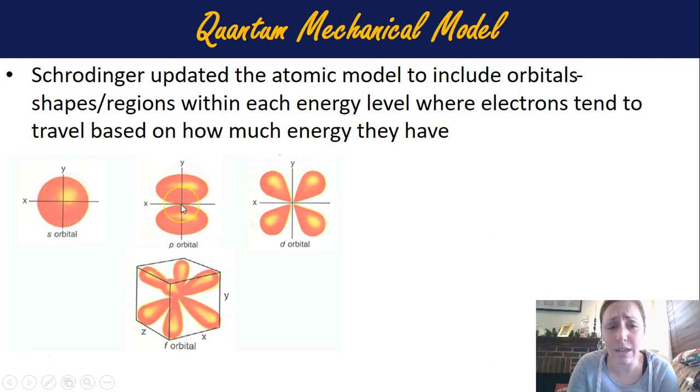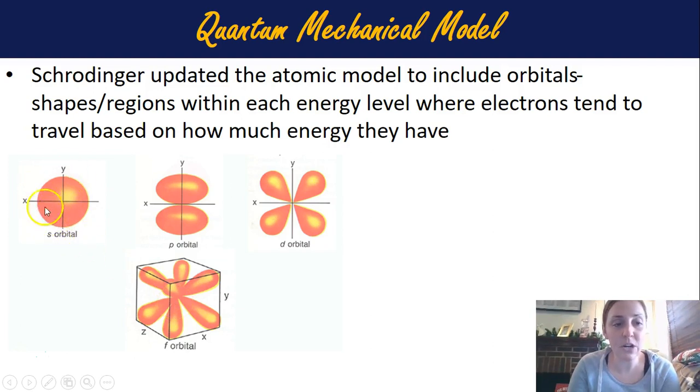Notice there's a node in the center, right? That's where the nucleus is. So the electron's not going to be there. D orbital has these 4 lobes. Some say it looks like a 4-leaf clover. Again, there's that node in the center where the nucleus is. And the F orbital looks like that. It's kind of just a big disaster.